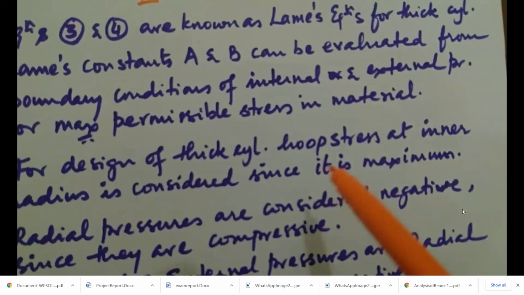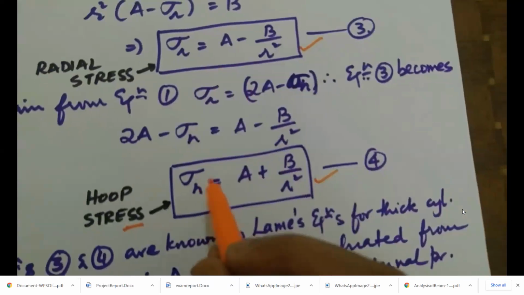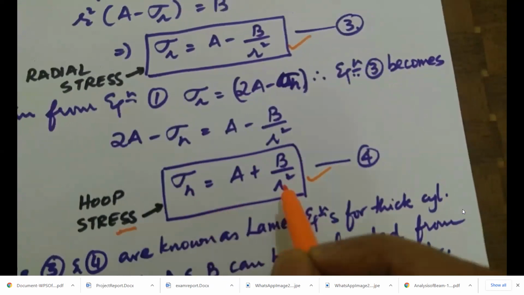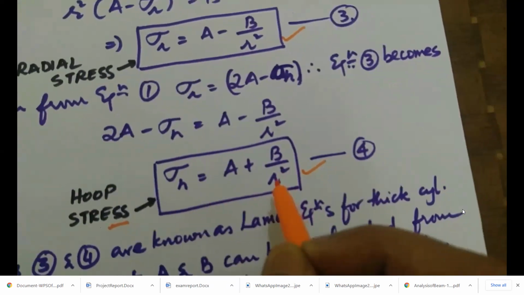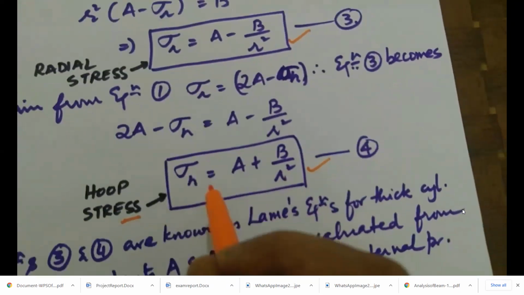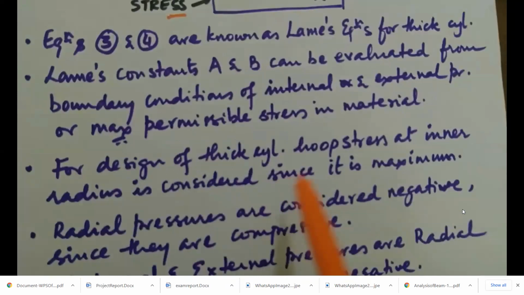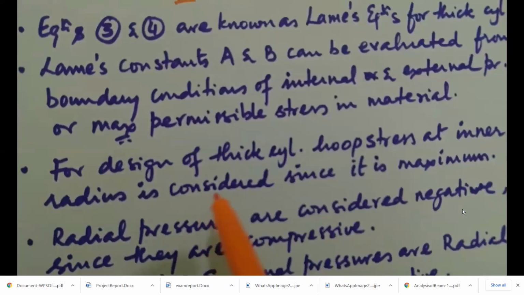maximum. Now, notice the hoop stress is A plus B by r square. So, sigma h is inversely proportional to the radius. So, as radius reduces, sigma h increases. So, at the inner radius, sigma h will have maximum value. That is what we have written. At inner radius, sigma h is maximum.